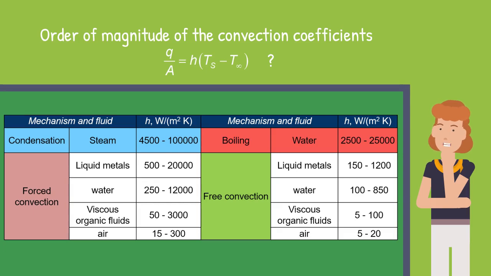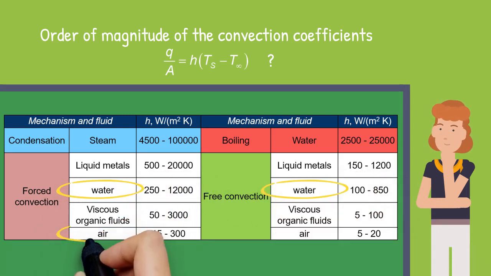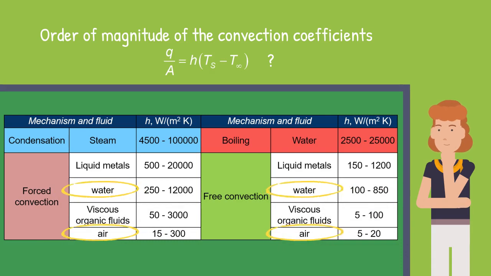For both forced and free convection, h is greater for water than for air. This is a clue to the dependence of heat flux on the physical properties of the fluid. As you can see, the smallest convection coefficient corresponds to air in free convection.